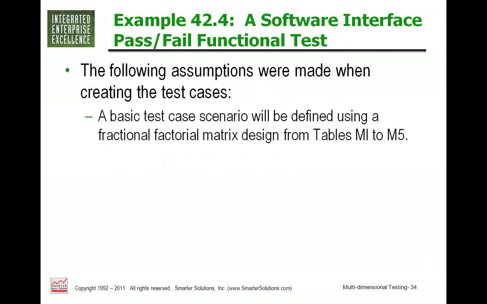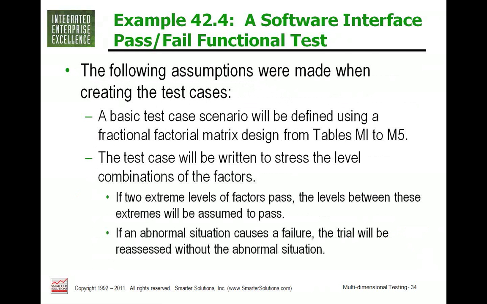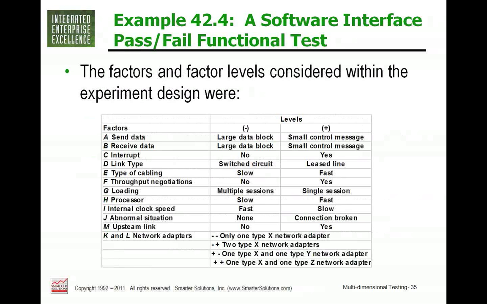So the following assumptions. We're going to use the fractional factorial designs in the tables in the back of Implementing Six Sigma, second edition. We're going to look at the extreme conditions that we might have for particular factors, and if it performs satisfactorily for the extreme conditions, we're going to assume that it performs satisfactorily for the levels within there. So if an abnormal situation causes a failure, the trial will be reassessed without the abnormal situation. So if we get a problem, we may have to go in and evaluate the whole matrix again to make sure that it performs satisfactorily, if we're fixing the code, because we could create another problem.